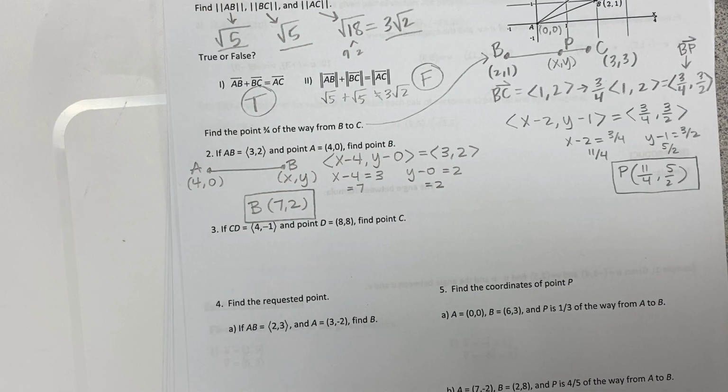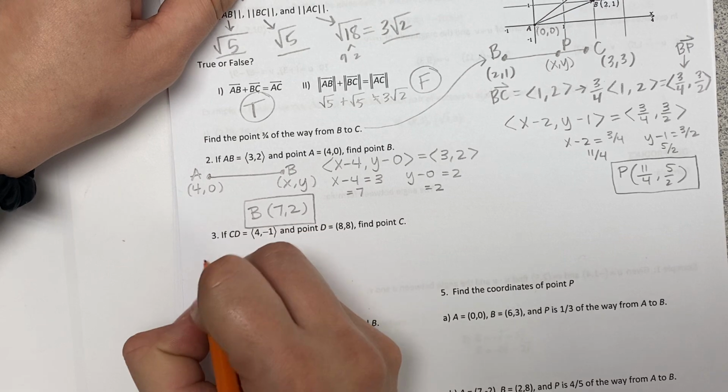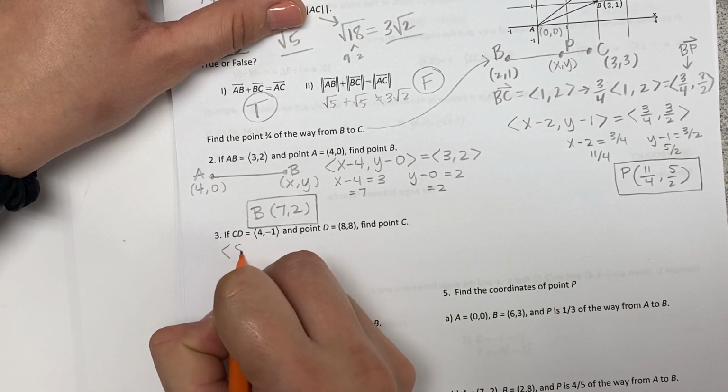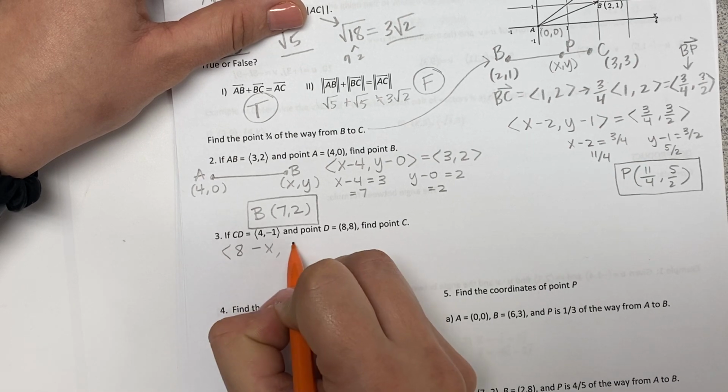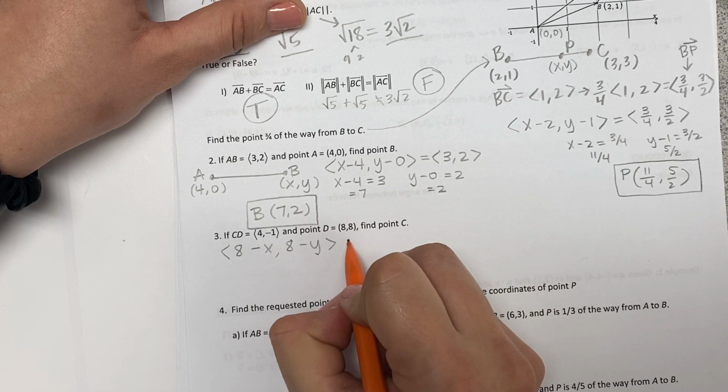Okay, y'all try 3. Pause the video and try 3. Make sure you pause it. Welcome back. Let's check our answers. So you did 8 minus x, 8 minus y, because D was the second point.